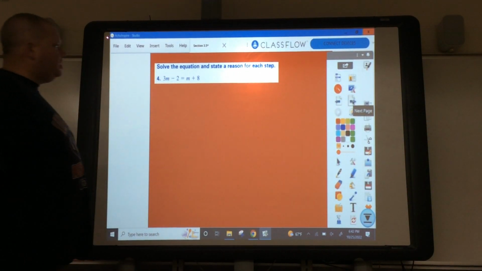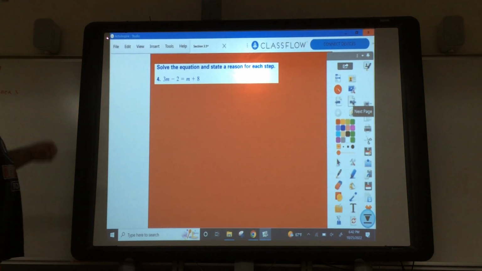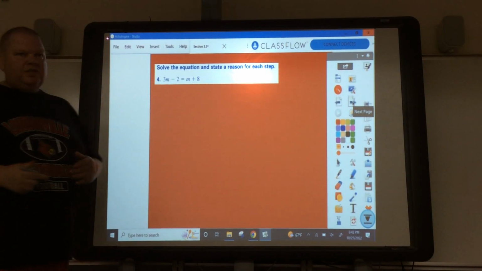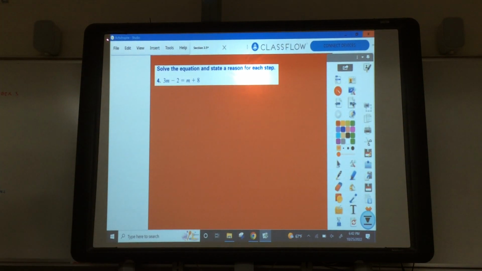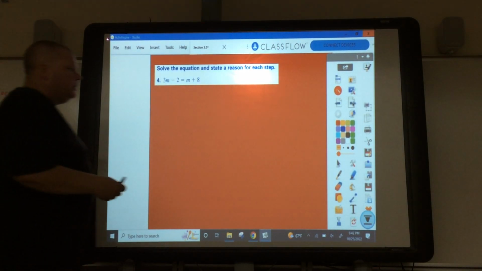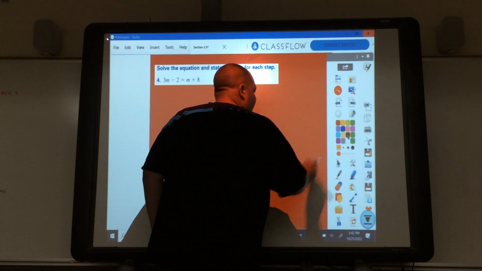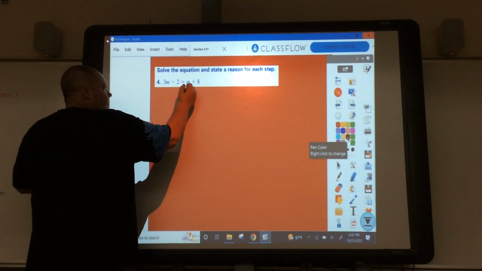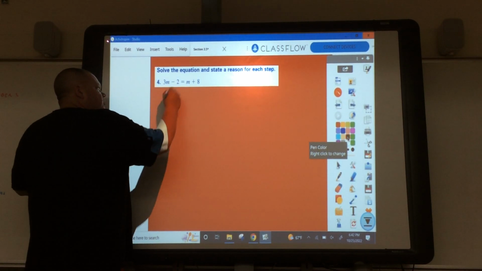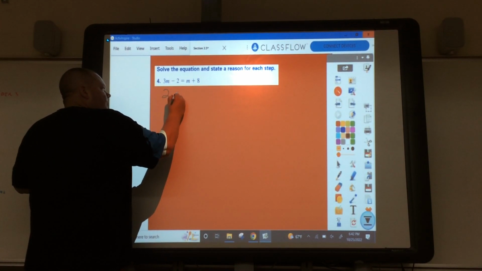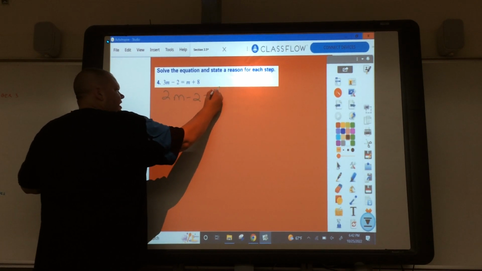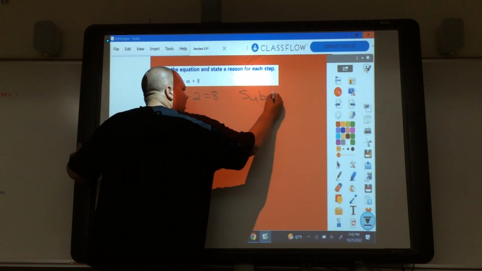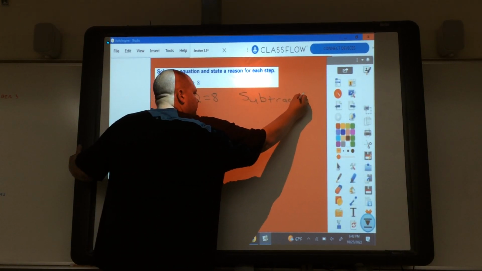We're going to solve our equation and state a reason for each step. So my equation is 3m minus 2 equals m plus 8. When we work through these equations, what we're going to do is justify what we did to get from one step to the next. I'm going to take my smaller m to my bigger m, so I'm going to subtract that. When I subtract m from 3m, I get 2m minus 2 equals 8. And what I did was subtract m from both sides, so I'm going to list that property as subtraction.